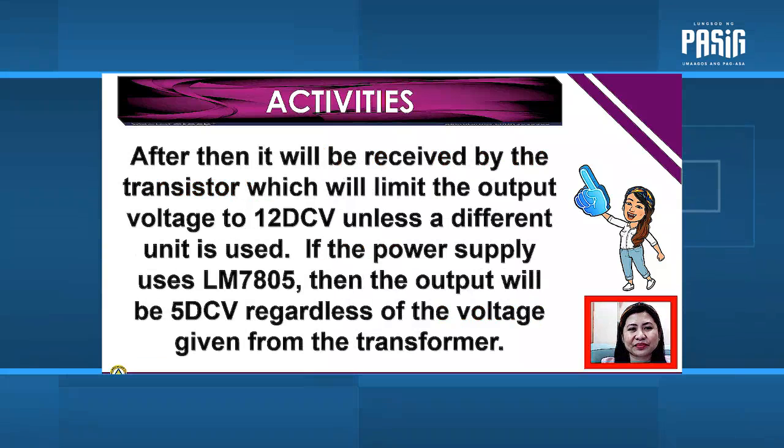Let's continue. After then, it will be received by the transistor, which will limit the output voltage to 12 direct current voltage unless a different unit is used. If the power supply uses LM7805, then the output will be 5 direct current voltage, regardless of the voltage given from the transformer. Now let's see if you have identified the next component.